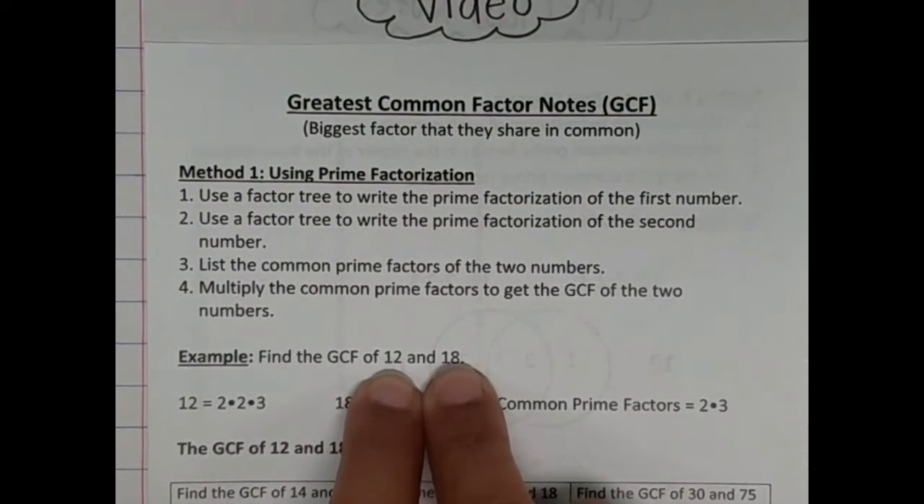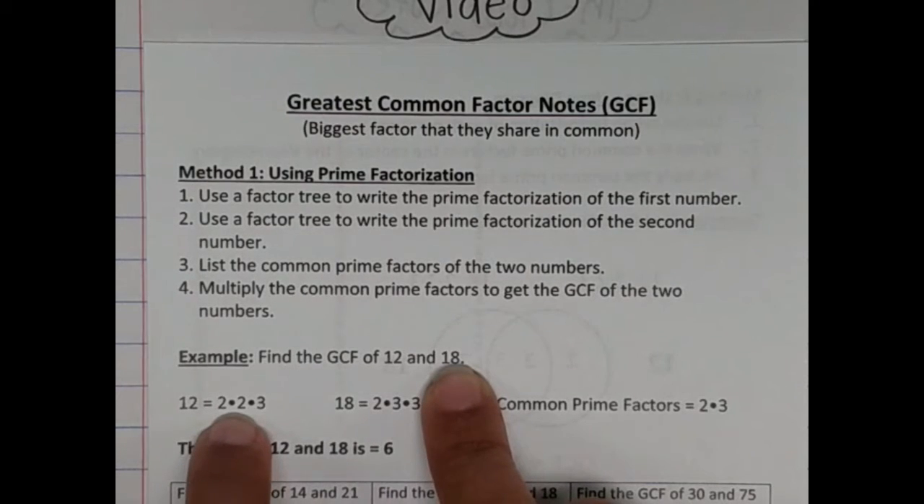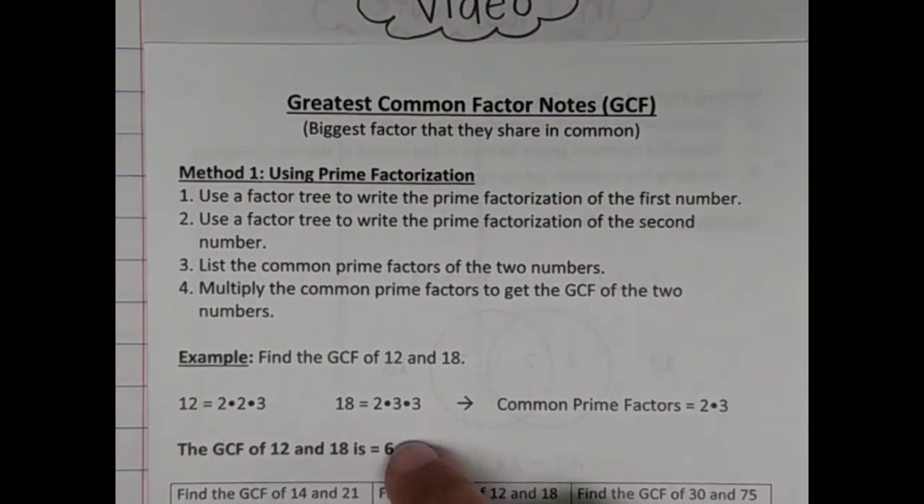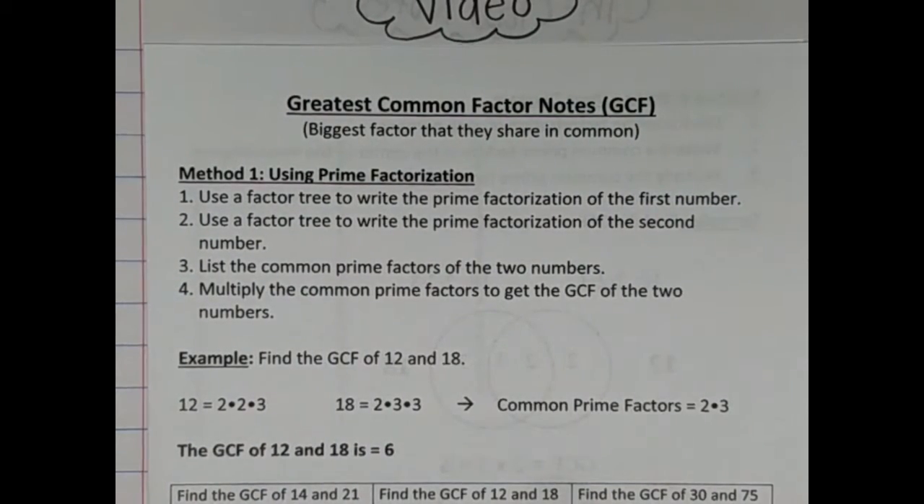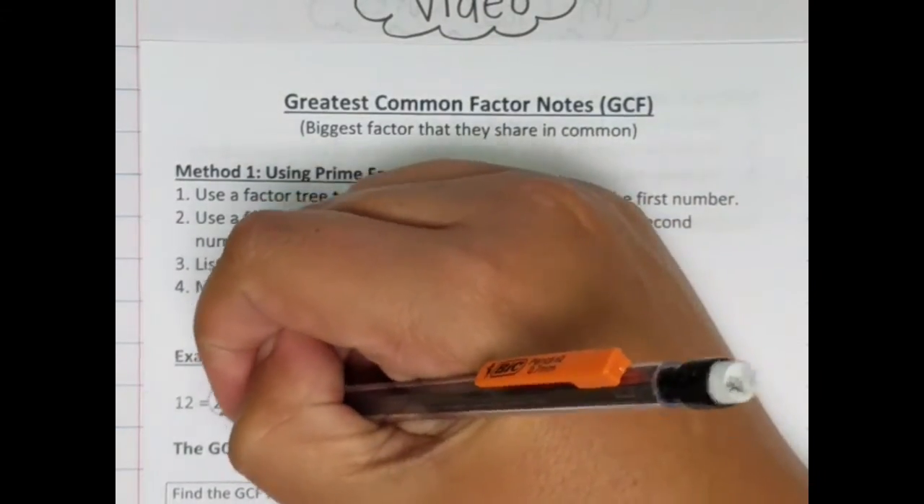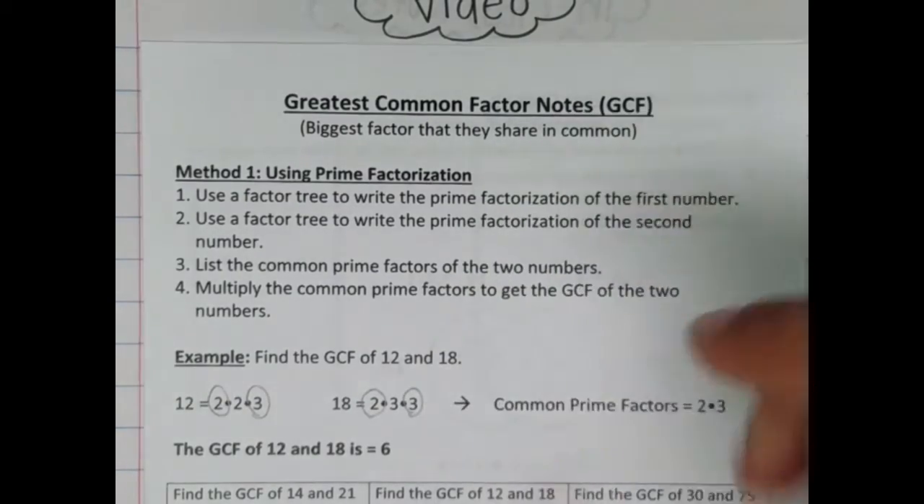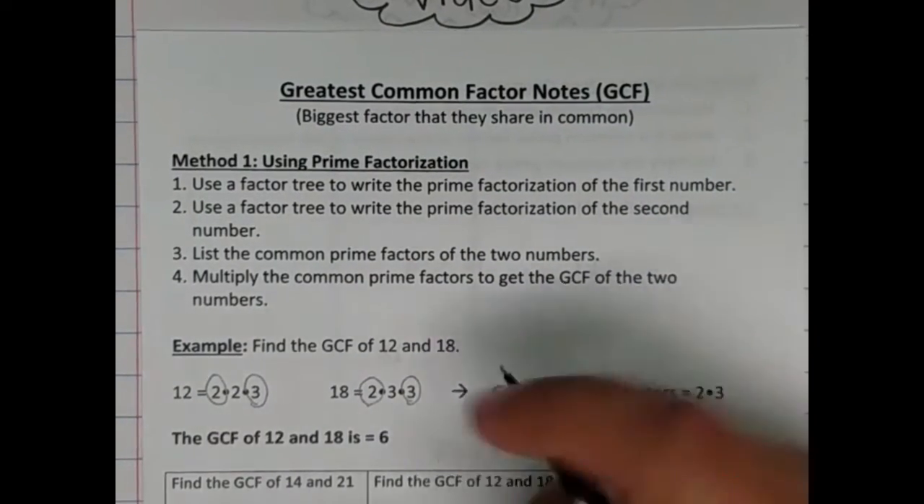GCF of 12 and 18. So prime factors of 12 are 2, 2, and 3. Prime factors of 18 are 2, 3, and 3. So the numbers that they share in common are 2 and 3, because see how both of them have that? And then 2 times 3 gives me 6.